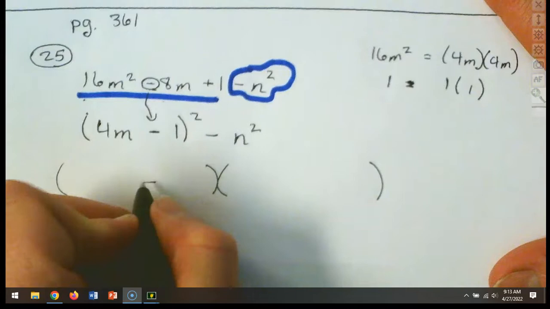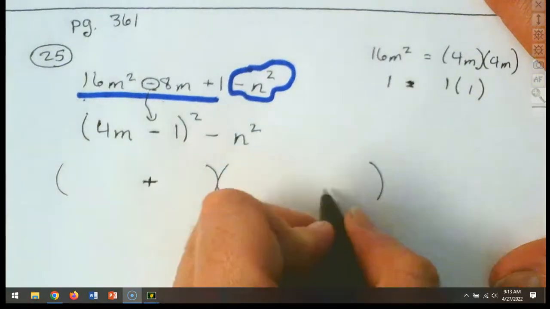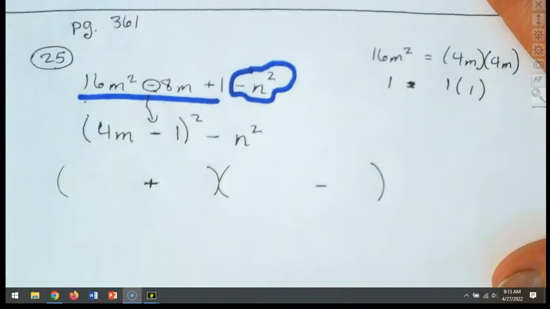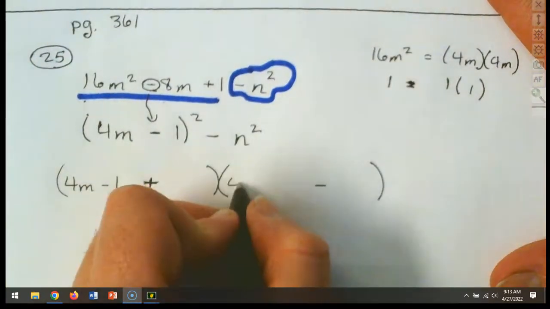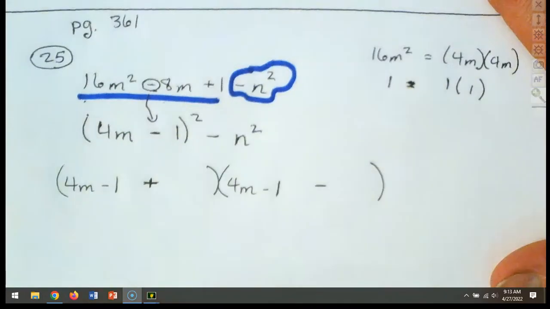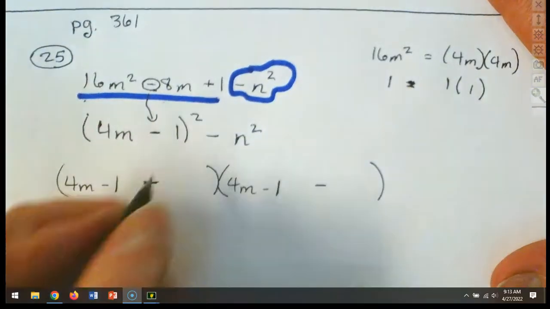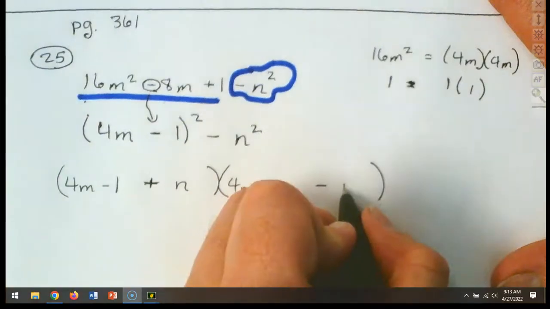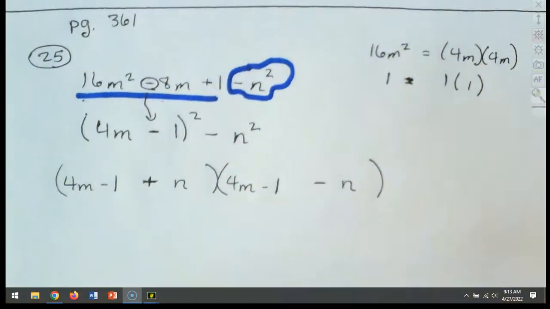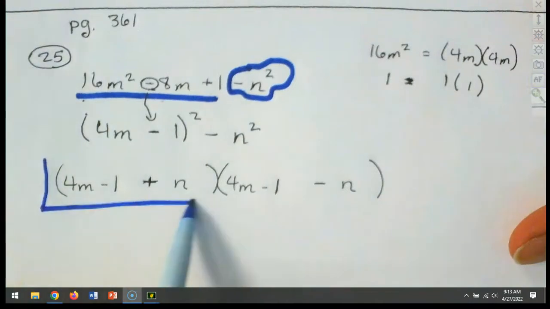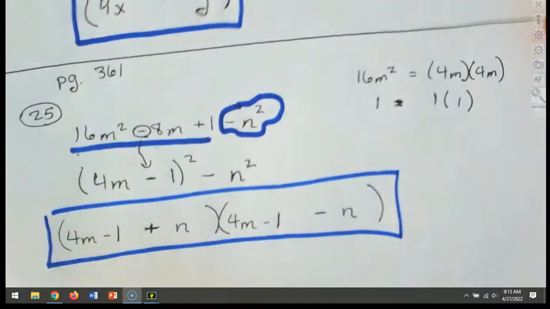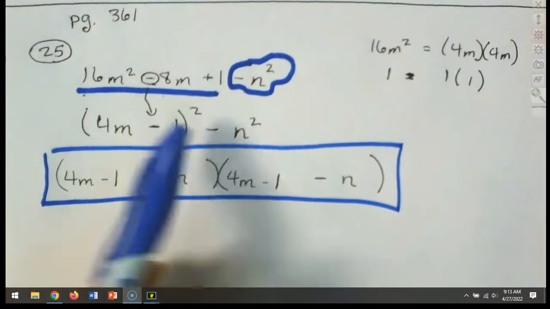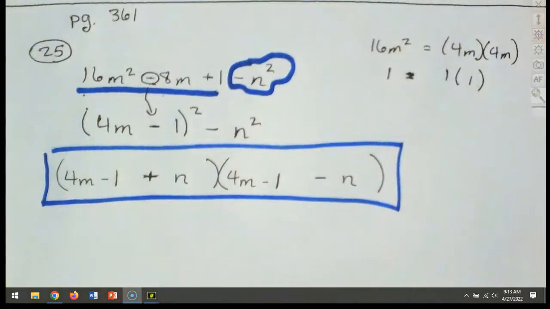Difference of squares goes minus and plus. You can put them either way. Just make sure one's positive, one is negative. It doesn't matter which one goes first. Then what do we have? 4m minus 1. 4m minus 1. And what about n squared? N squared we break up into n and n. So we first factored it as a perfect square trinomial. And then once we factored it as a perfect square trinomial, then we did it again as a difference of squares.